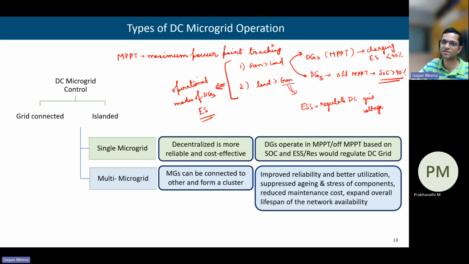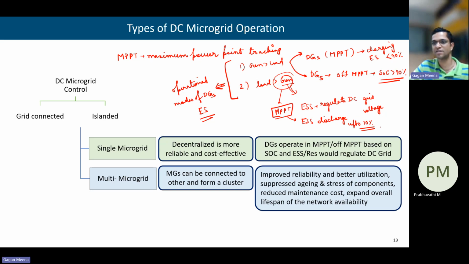Because in this case, load is greater than generation and they will operate at maximum power point. Even after that, they are not able to meet the load. Therefore, the energy storage will discharge here. It will discharge only up to 10% of SOC, its rated capacity. Beyond that, it will not discharge.